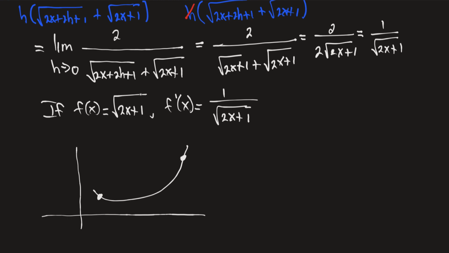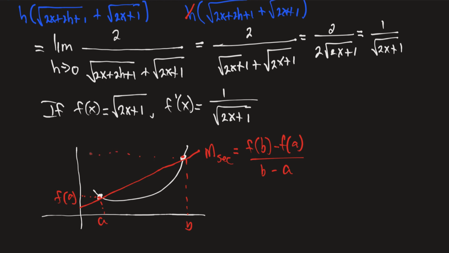Remember, it started with a simple secant line. And we found the slope of that secant. It was equal to just the difference quotient, f of b minus f of a over b minus a. That would be our a, that would be our b, and then this is f of a, and this is f of b. All right, so that's where this whole thing started.